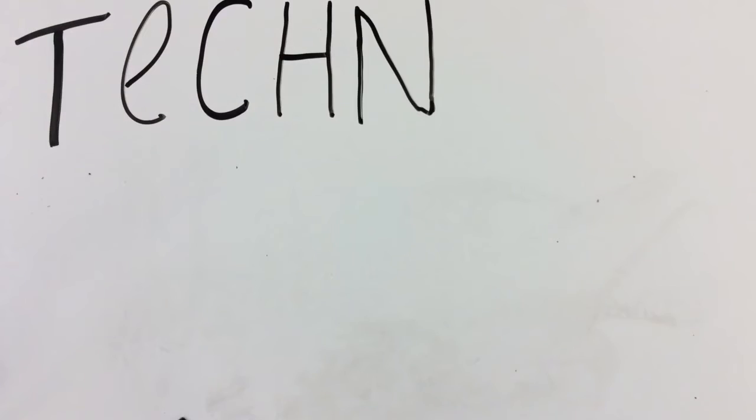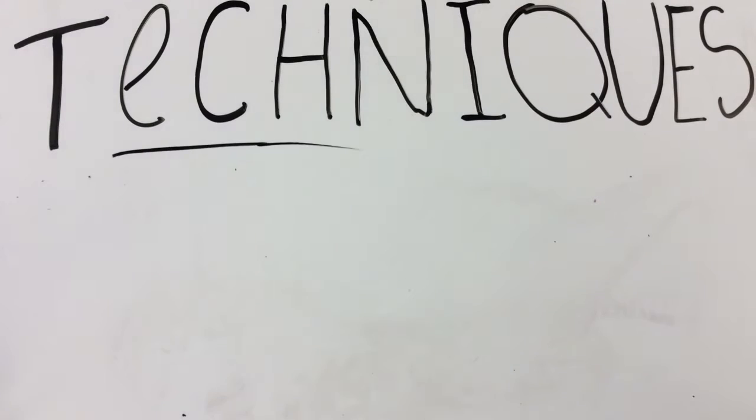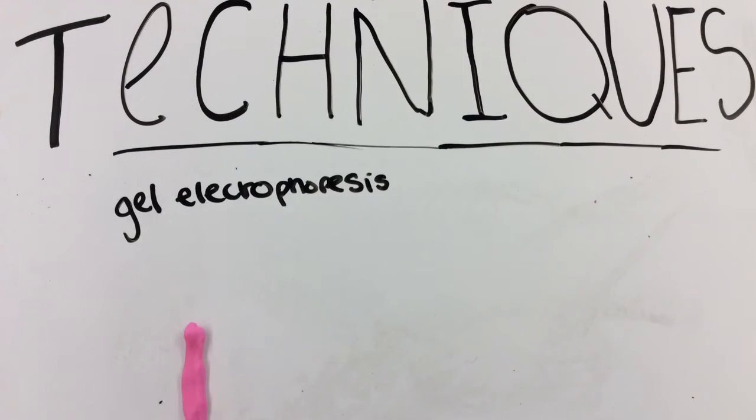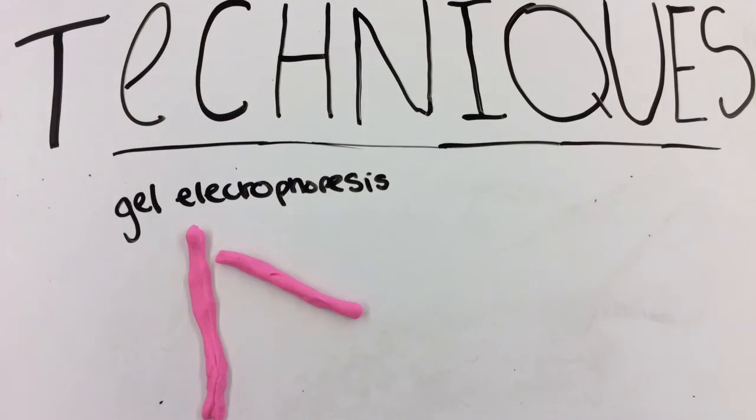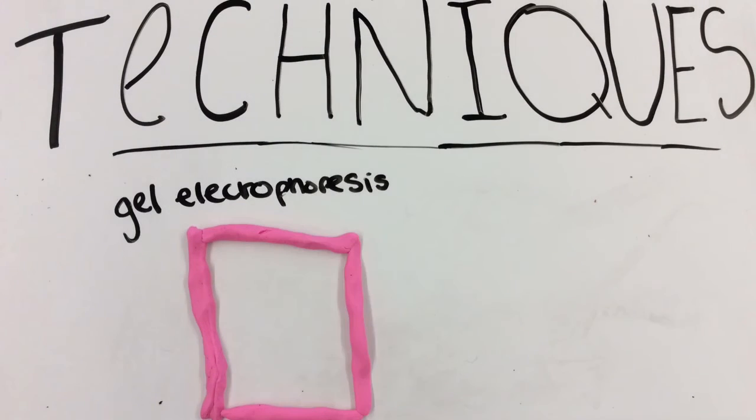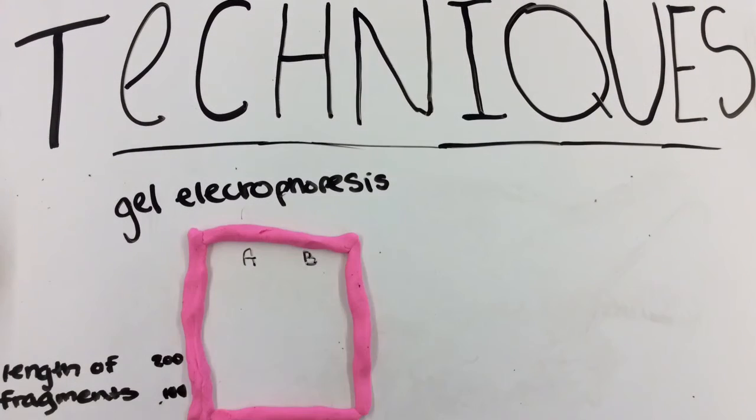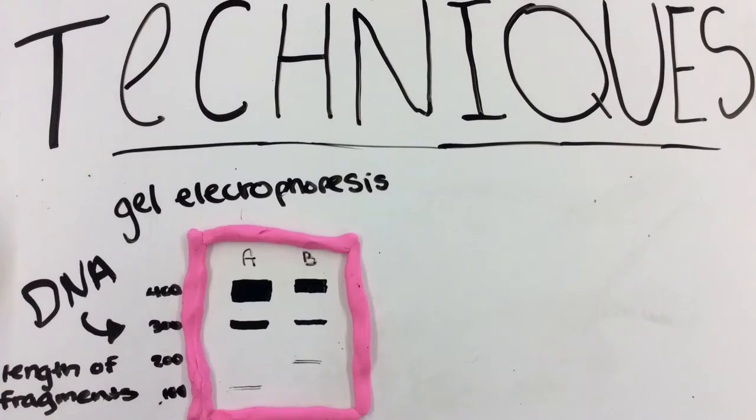The final concept of biotechnology are the techniques used to make it all possible. Gel electrophoresis is used to separate DNA fragments according to their size. DNA samples are put into wells at one end of the gel and an electric current is applied to pull them through the gel. DNA fragments are negatively charged, so they move towards the positive electrode.